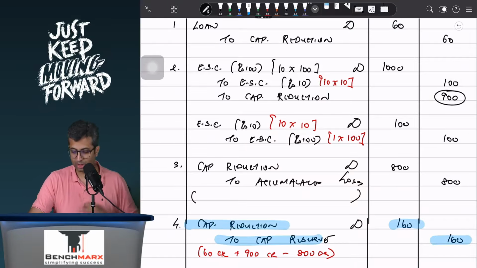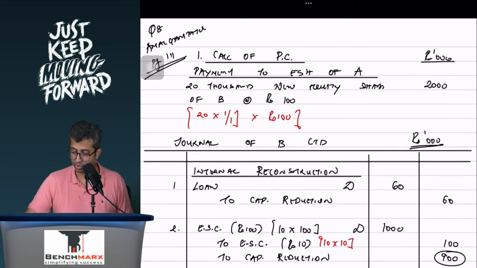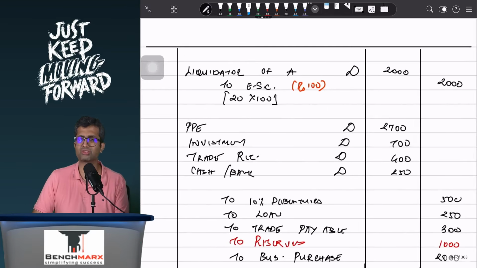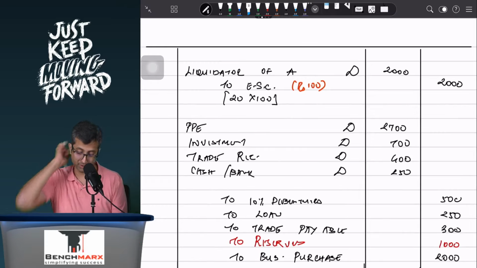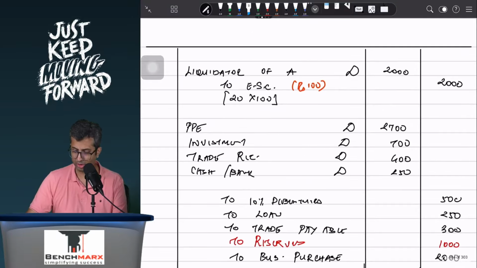Now for the shares of A, 1 share is issued. So basically 2000 divided by 100, there are 20 shares. For these 20 shares, we will issue 1:1, 1 new share of rupees 100 each, and hence purchase consideration will be 2000. As you can see, your purchase consideration will be 2000, that is 20 new shares of rupees 100 each. The merger entries will be business purchase account debit to liquidator of A, and then liquidator of A to equity share capital.